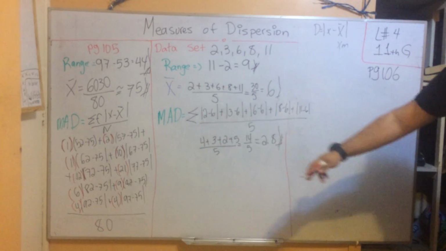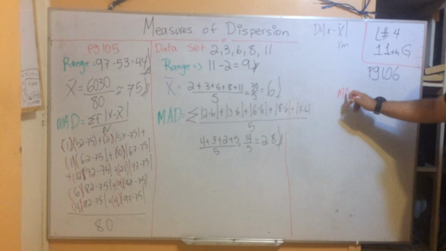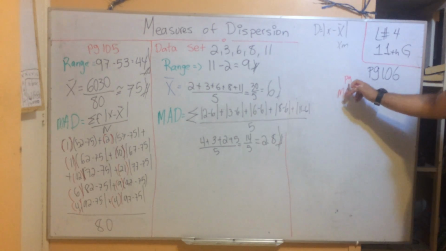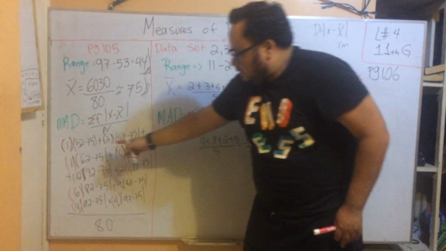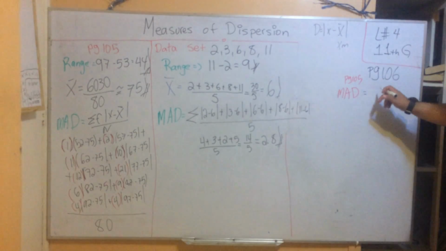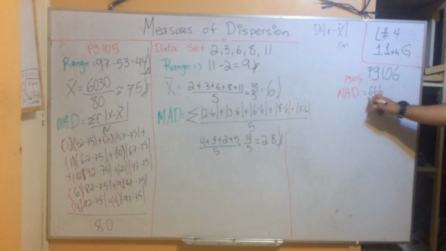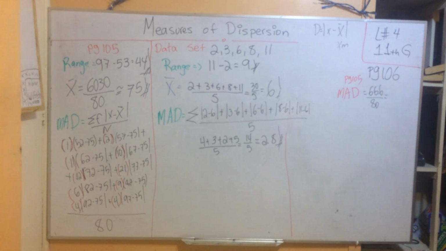So I'm bringing here the MAD of page 105. All of this addition, between this and the multiplication, gave me 666 divided by 80, and the mean absolute deviation of the information on page 105 was 8.3.